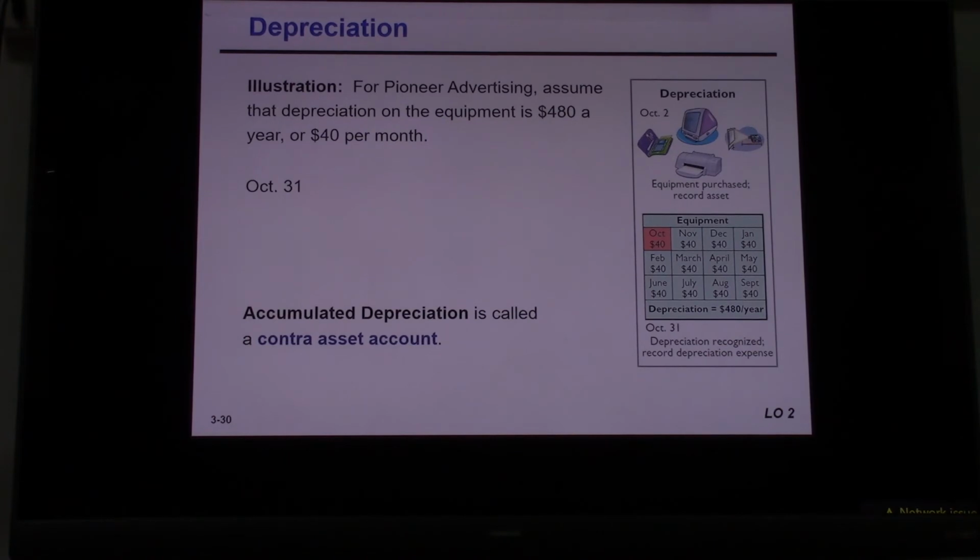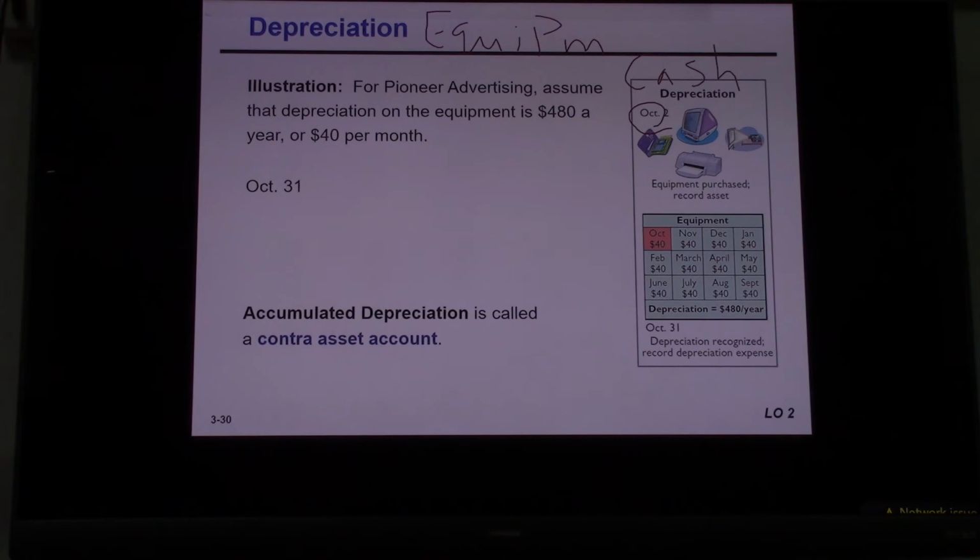Assume that on October 2nd we purchased equipment for $4,800, and the useful life of this equipment is estimated to be 10 years. So on October 2nd, we should journalize this entry. We purchased equipment for $4,800, so equipment increases on the debit side, and if we pay cash, cash will decrease. This is the entry for October 2nd. And we have been given the information that the useful life of this asset is 10 years.